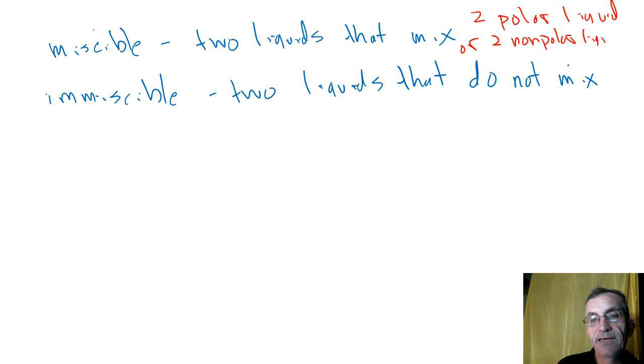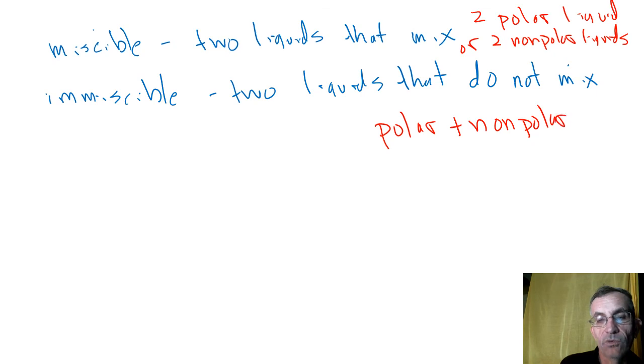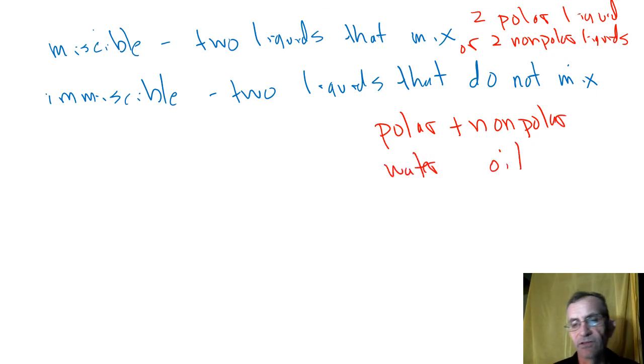Like mixes with like. Why don't things mix? Polar and non-polar things don't mix. So like oil and water. Water is polar. Oil is non-polar. It doesn't mix. So they're immiscible.